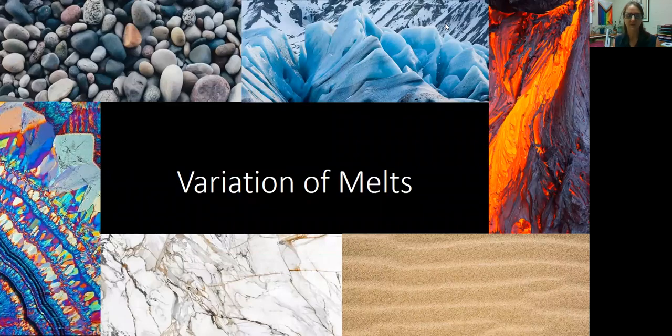Right, so igneous rocks. We've talked about how they form, where they form, and what can cause magma to form. So why are igneous rocks different? If they're all formed from magma, why do they vary in composition? How do we have different types of igneous rocks? That's because the composition of the melt itself, the composition of the magma itself, can vary.